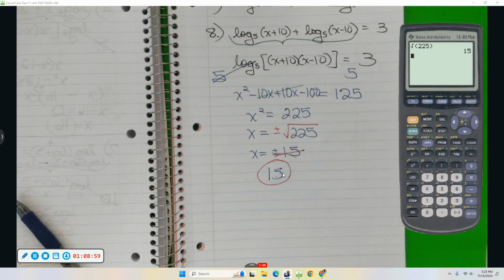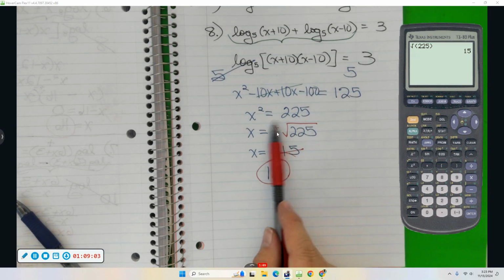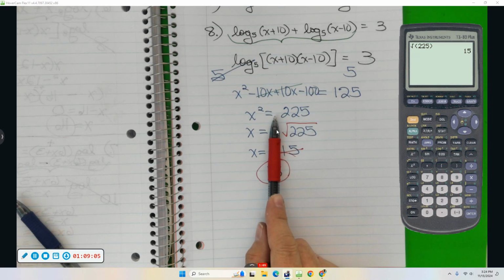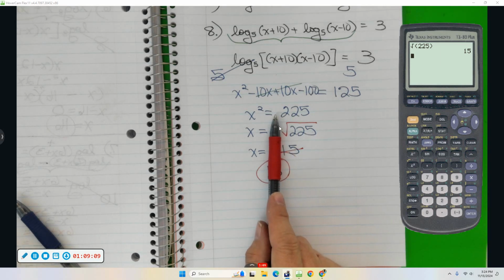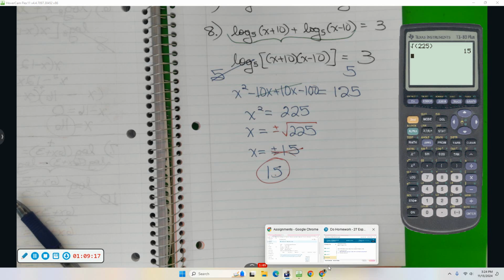And like my brother just said, come on, be honest. Most of y'all would have forgotten the plus minus anyway. Am I right? Some of y'all would have forgotten it, and if you had, you would be okay. You have to discard the negative number anyway. So the only acceptable solution is 15.